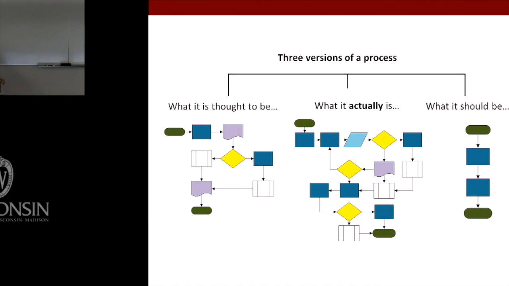Sounds simple enough? So oftentimes there are 3 versions of a process. What is thought to be happening, what is actually happening, and what should be happening. So this is why flowcharting can be so powerful, because it really helps to show visually what some of these gaps are and why your system isn't working.